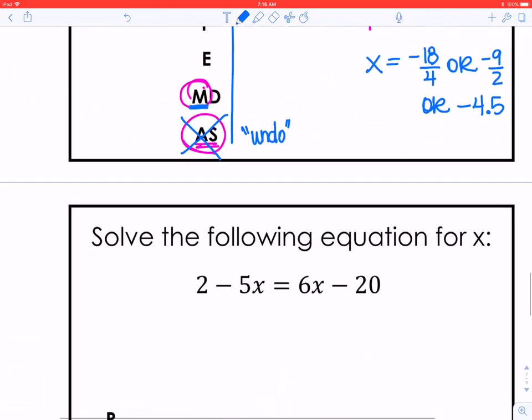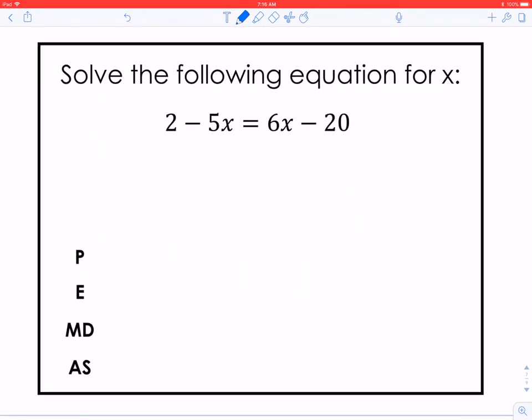Okay, so you try. You and your shoulder partner, you know the drill. Solve this equation. Go ahead and push pause so you can take some time to do that and get to an agreement, and then come back and push play to check for accuracy. Okay, let's check for accuracy.